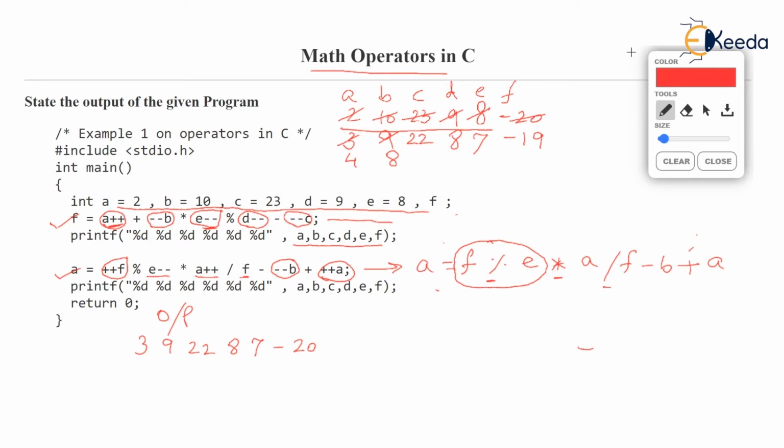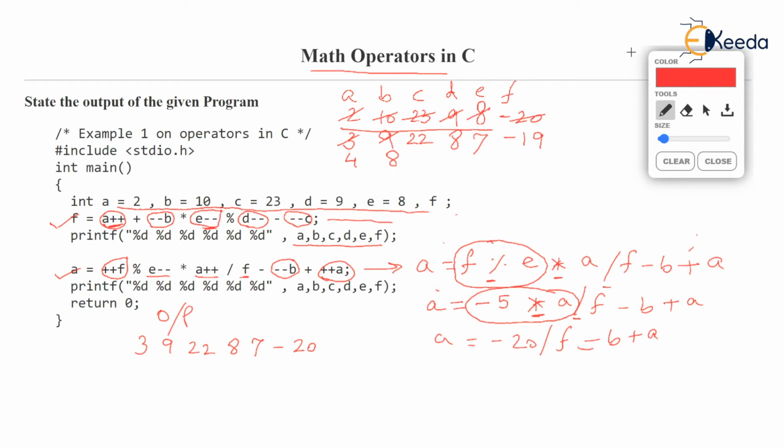Now 7 twos are 14, and what's the remainder? It is 5. Not really, the remainder is minus 5, isn't it? Think over it. Minus 19 was divided by 7 and the remainder was obtained. So 7 twos are 14 and the remainder is minus 5. So what is now pending is a is equal to minus 5 into a upon f minus b plus a. Now multiply and divide are pending, and multiply comes first from the left hand side. So this has to be solved first. It is minus 5 into 4. Check the table above, a is 4. So this becomes minus 20 upon f minus b plus a.